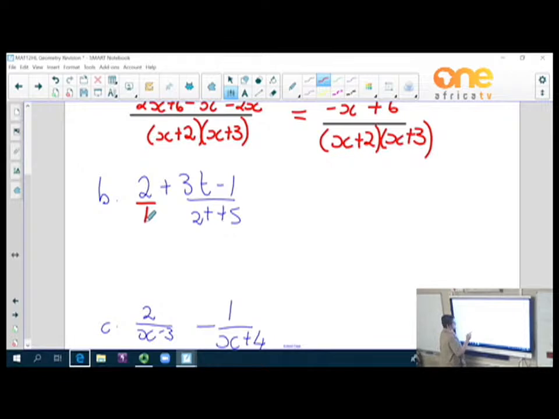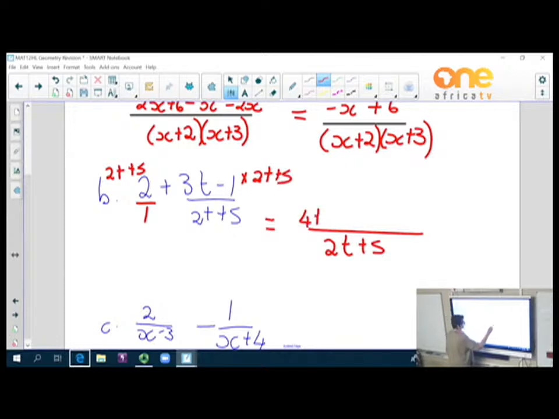Remember, this is a whole number. So the LCM is 2t plus 5. So your LCM is 2t plus 5. So if I multiply now with 2t plus 5 and multiply with 2t plus 5, then here it will be 4t plus 10. Here we're going to cancel, so it's plus 3t minus 1. And now we just add our like terms. 4 plus 3 is 7t. 10 minus 1 is plus 9 over 2t plus 5.